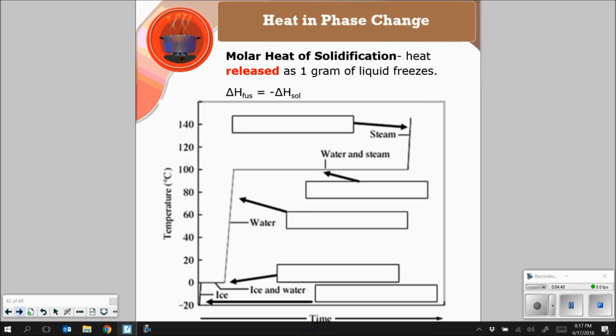The opposite of that would be the molar heat of solidification. So heat is going to be released as 1 gram of liquid freezes. My heat of fusion is going to be equal to the negative of my heat of solidification, which should make sense because solidification would be if I'm going from water back to ice. And in order to do that, you have to release heat. And so it's going to be a negative value.